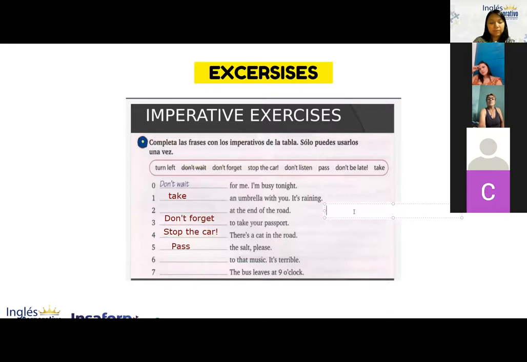Don't listen to that music, okay? And the last one? Don't be late. Number two, it's turn left at the end of the road. Excellent, okay? All of those are commands and all of those are requests, okay? You see? This is the way that we create imperatives.